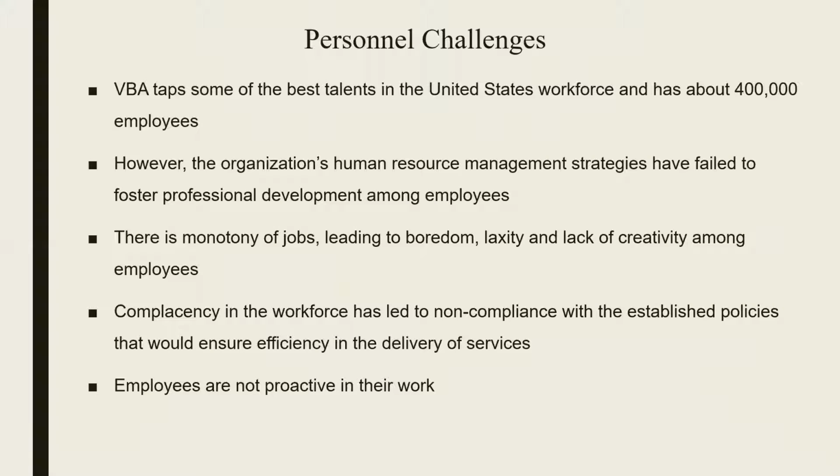Some personnel challenges. According to the Office of the Inspector General, in 2018, many staff members of the VBA have become accustomed with their everyday tasks and roles in the organization that they have resorted to the practice of making do. VBA taps some of the best in the United States workforce and has about 400,000 employees. However, the organization's human resources management strategies have failed to foster professional development among employees.